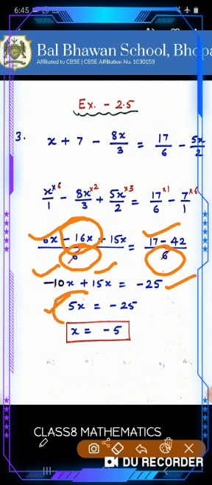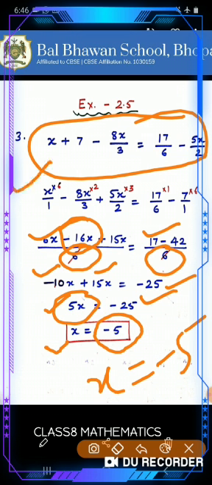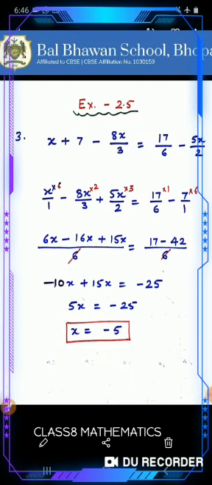And as 5 is multiplied with x, when we find the value of x, 5 will divide minus 25, which will give us minus 5. Like this, we got x is equal to minus 5 for the given equation. Clear, children? So in the first step, we have to transpose all the variable terms on the left hand side and all the constant terms on the right hand side, and then we have to simplify. Now we'll proceed to the next question.